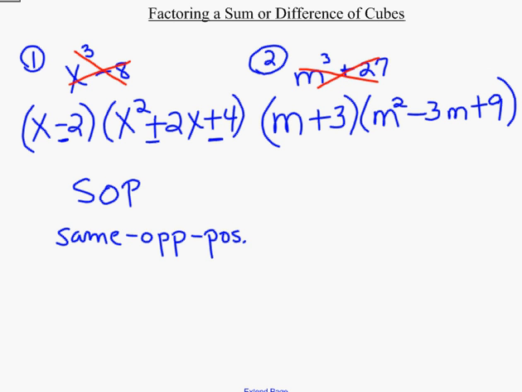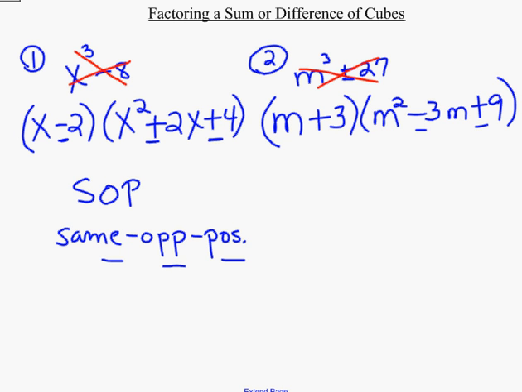First thing I'm going to do is check my signs. Remember, the signs are same, opposite, positive. I had a plus here. I have a plus between m plus 3. It's the same. It's the opposite. It's a positive. So my signs are right. And I took the cubic root of m cubed. That was m. I took the cubic root of 27. That was 3. Then I was finished with the m cubed plus 27.